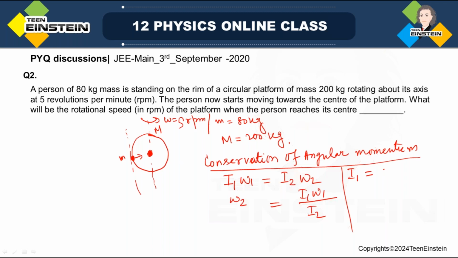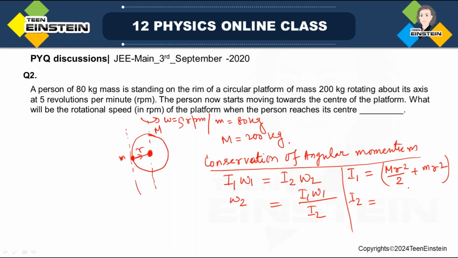So the circular platform has its own moment of inertia about the axis passing through its center of mass, perpendicular to its plane, given by M r square by 2. And this mass is at r distance away, so I can write the moment of inertia as m r square. This is the parallel axis theorem. Okay, but how to find out I2?